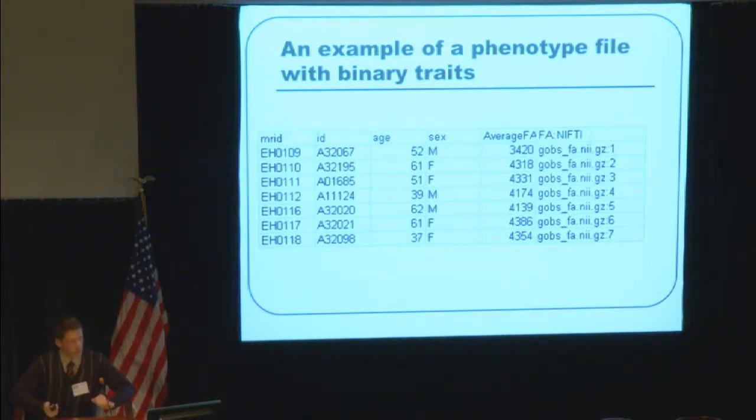Here's an example of a phenotype file that identifies binary traits. And again, in a phenotype file, feel free to mix continuous and binary traits. Here, for example, you have an ID. ID is a compulsory field. It has to always be there. You have age, sex, and for example average FA values that are just a continuous trait. And then you have the individual FA maps per subject. You see the FA values are stored in a single 4-dimensional nifti file called gops_fa.nii.gz, and a semicolon is used to identify which volume in that four-dimensional file belongs to which subject. Relatively straightforward.